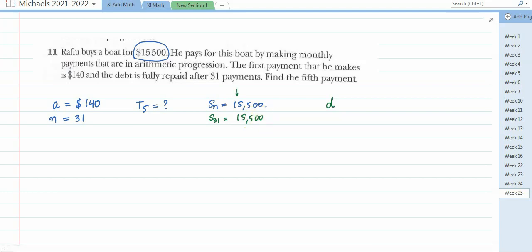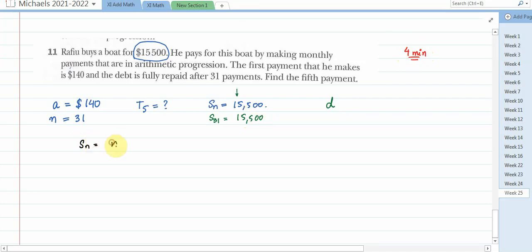So you need to give it a try by yourself, and time is 4 minutes to try, and then I will explain. So start. Alright. Firstly, I need to apply the working formula of Sn. So Sn is equal to n divided by 2 times 2a plus n minus 1 into d. The value of n is 31, so S31 is equal to 31 divided by 2 times 2 into 140 plus n is what?